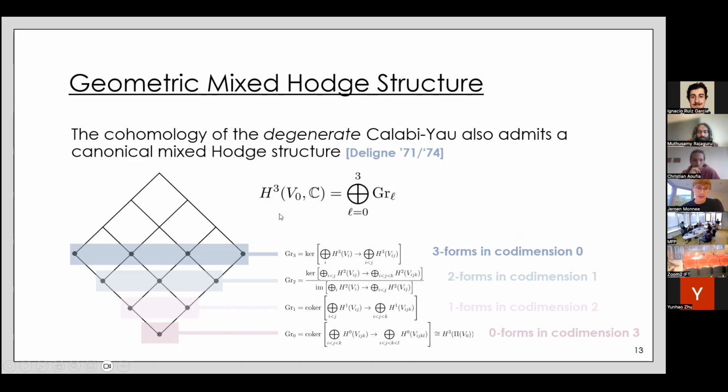The way to make that precise is via something called the Mayer-Vietoris spectral sequence, but let me not get into that. What I would like you to remember for the rest of the talk is that the geometric interpretation of these GR spaces is that GR(3-D) consists of (3-D)-forms in codimension D. And this is how I will refer to this result later on.